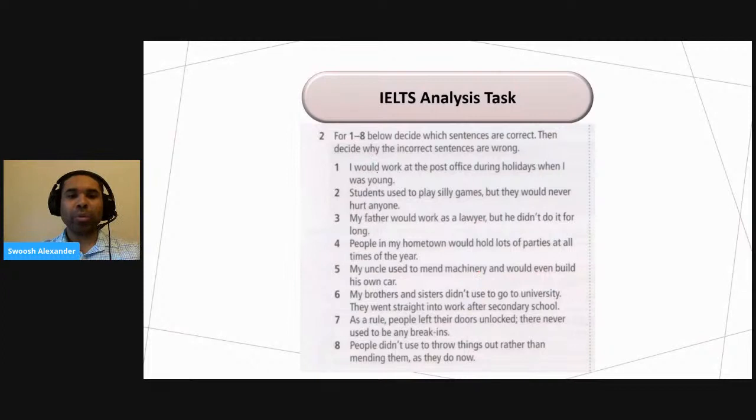So here we are. I would work at the post office during holidays when I was young. Do we think this is correct or incorrect? Bearing in mind the rules we've looked at, are we talking about an action or a state? Is it a habit in the past? What do we think? Correct or incorrect? Let me know in the chat box if you have the answers.